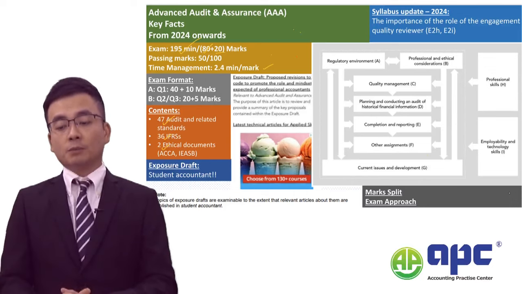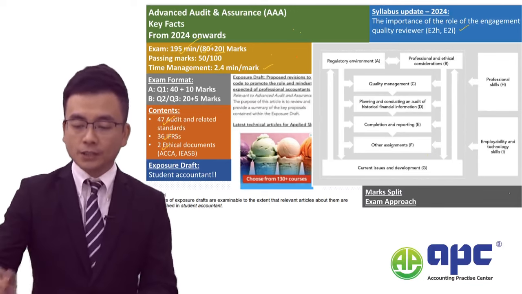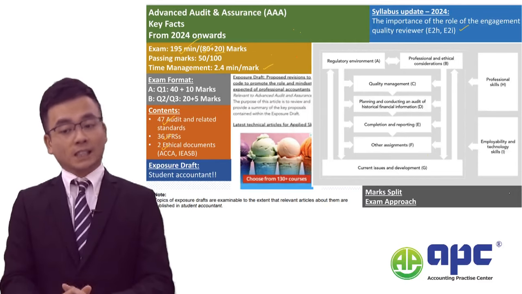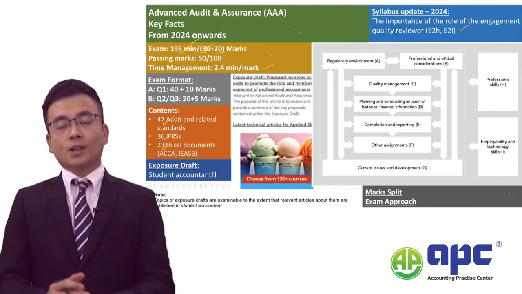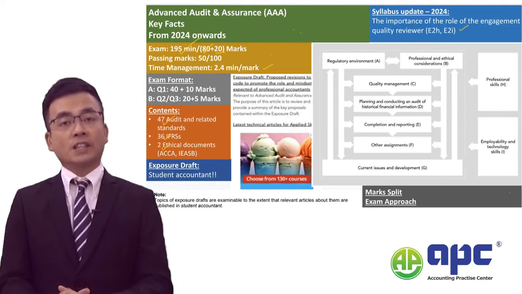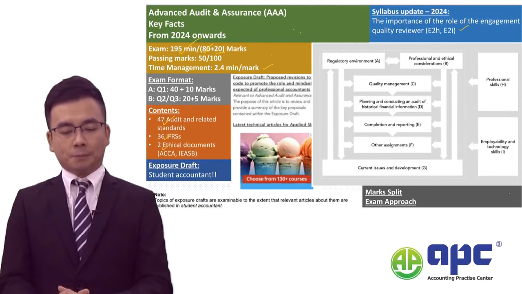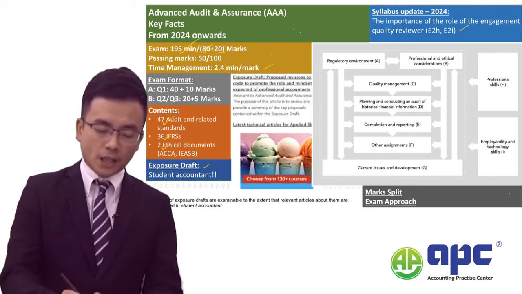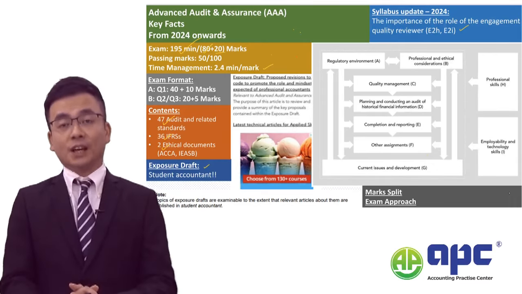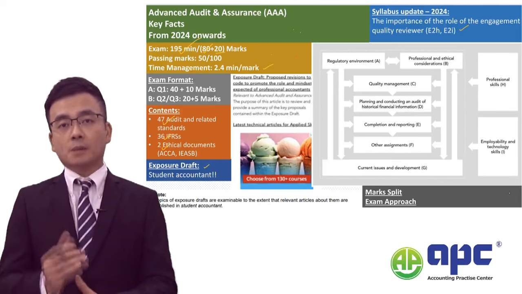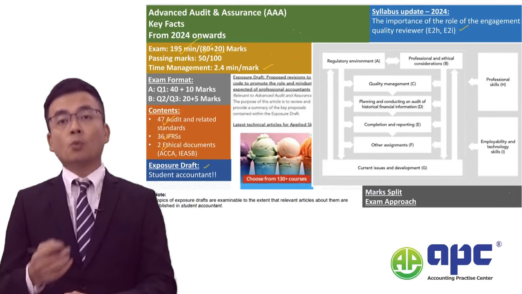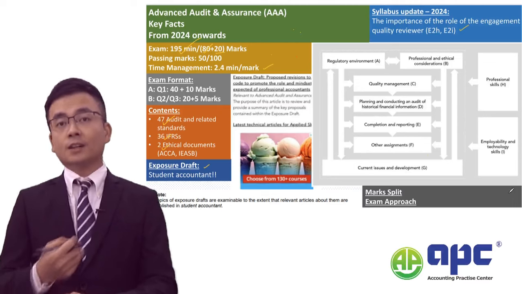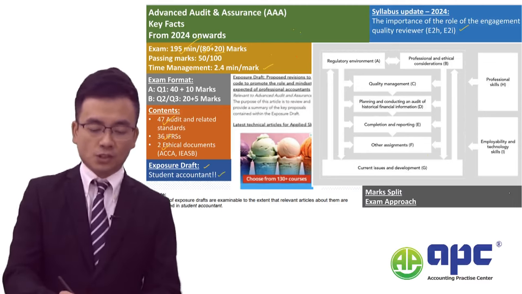Nowadays, from 2024, the ACCA AAA syllabus has included the importance of the role of the engagement quality reviewer. So just to make sure they understand that quality control will be a very key topic nowadays in the AAA. At the same time, the exposure draft will be tested in the AAA. However, the examining team of the AAA specifically said that the exposure draft will be tested to the extent that referring to the articles from the Student Accountant.